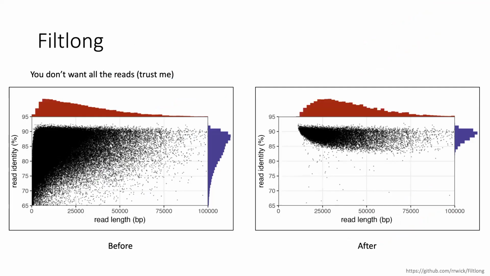So generally the first step is you want to filter the FASTQ reads.